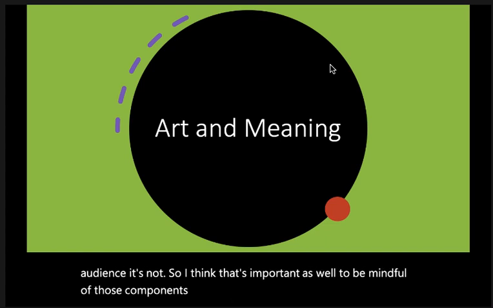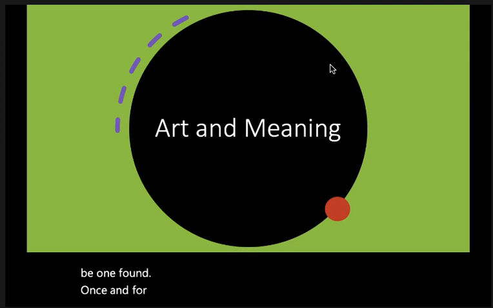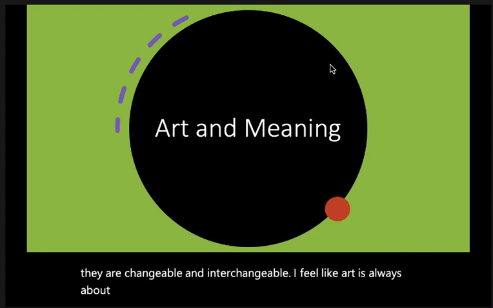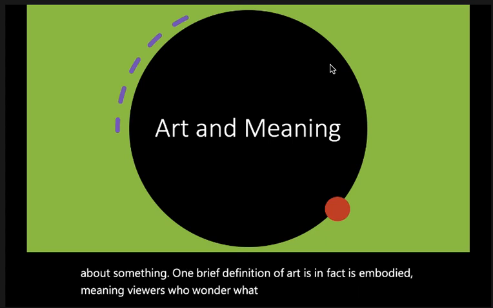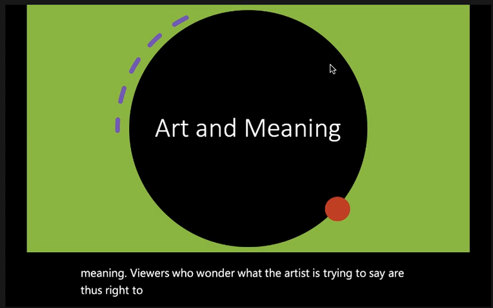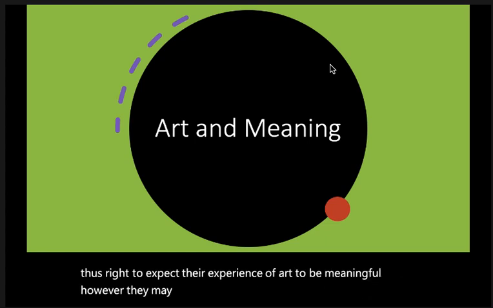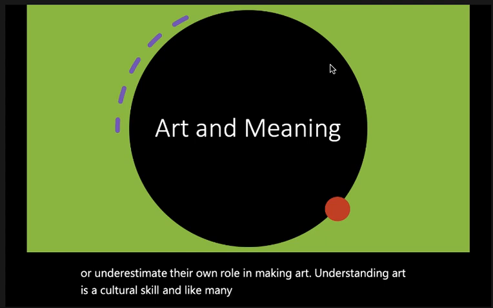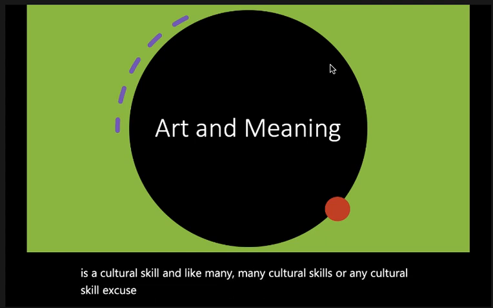So rather than a definitive meaning that can be found once and for all, art inspires interpretations that are many, and they are changeable and interchangeable, I feel like. Art is always about something. One brief definition of art is, in fact, embodied meaning. Viewers who wonder what the artist is trying to say are thus right to expect their experience of art to be meaningful. However, they may misunderstand where meaning can be found or underestimate their own role in making art. Understanding art is a cultural skill, and like any cultural skill, it must be learned.